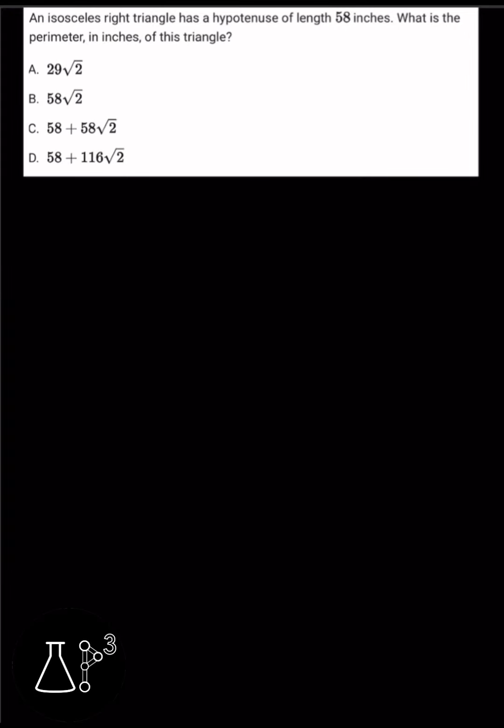Okay, for this specific question, we need to understand a 45-45-90 degree right triangle to get this question correct and solve it as quick as we can. So an isosceles right triangle has a hypotenuse of 58 inches. What's the perimeter in inches of this triangle?